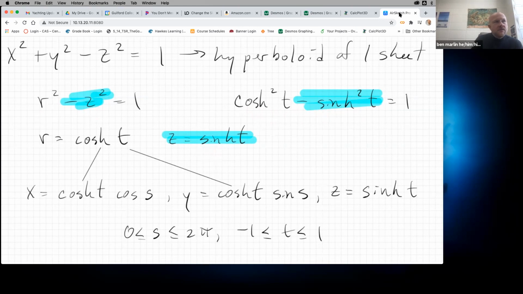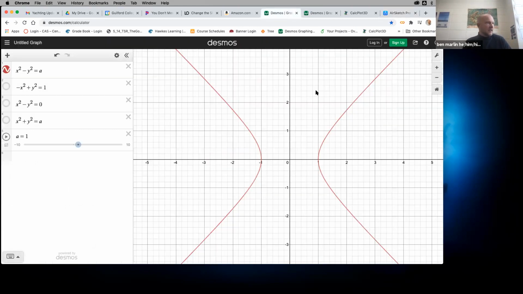And then if you think about that drawing being something like this, notice I've just brought up the drawing of x squared minus y squared equals a, and I've got the a be 1, okay?